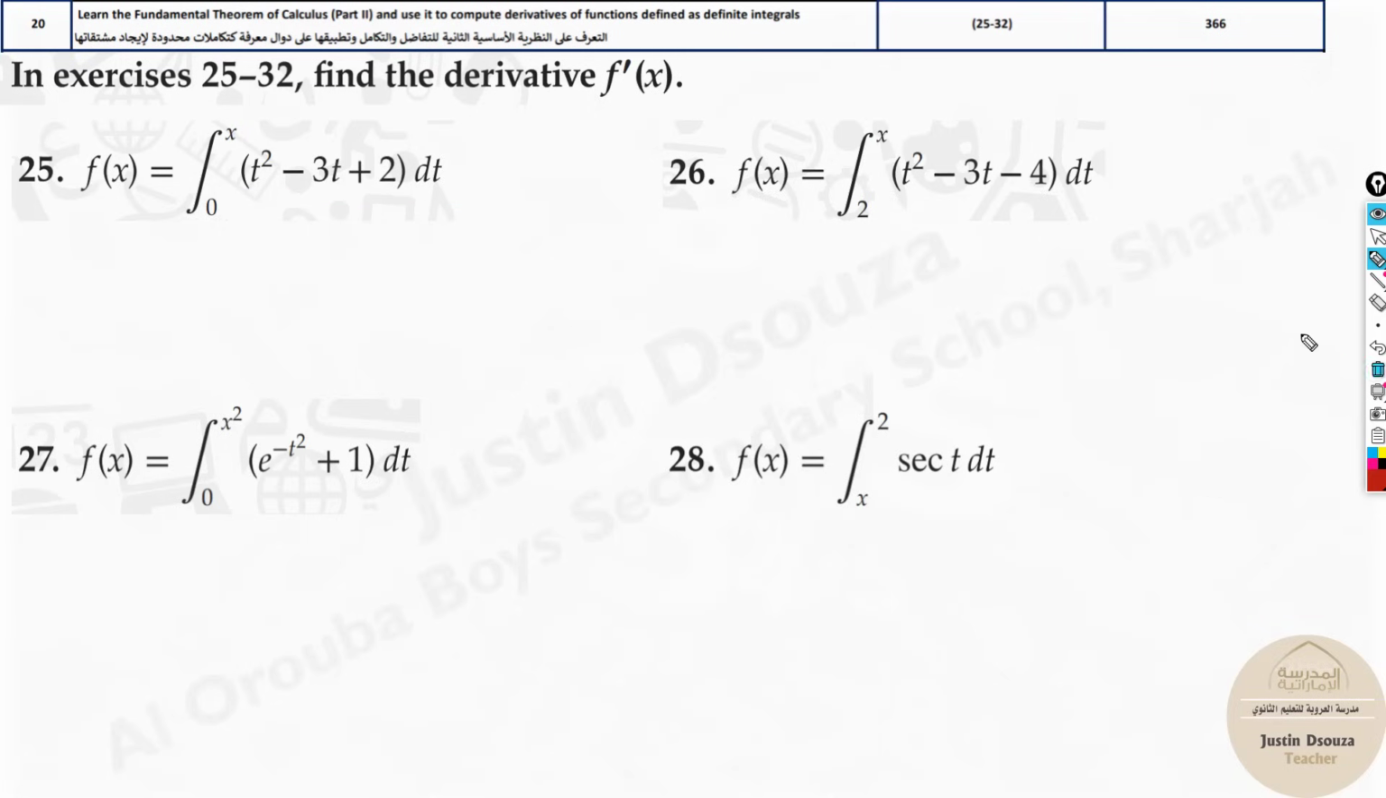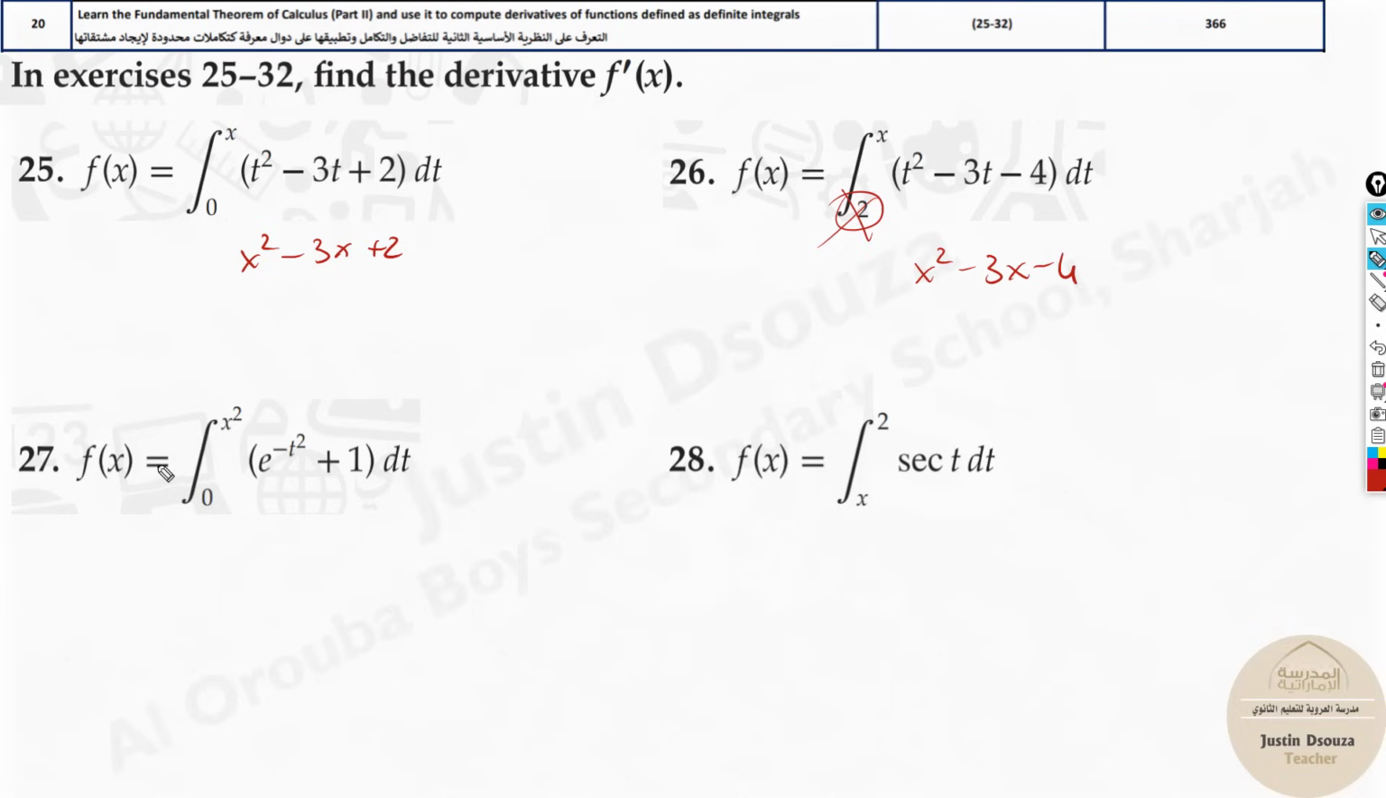But all you need to do is substitute the upper limit. Whatever is with respect to t, just substitute the upper limit, and it'll become x squared minus 3x plus 2. That's the answer. No plus c or anything because it's a derivative. Even if there is any constant, any number, it goes off. So instead of t squared, it'll be x squared minus 3x minus 4.